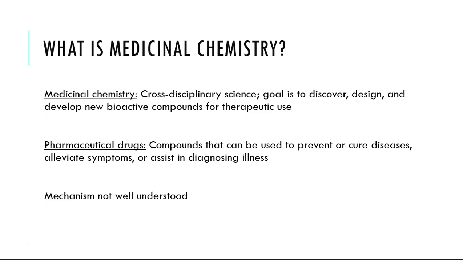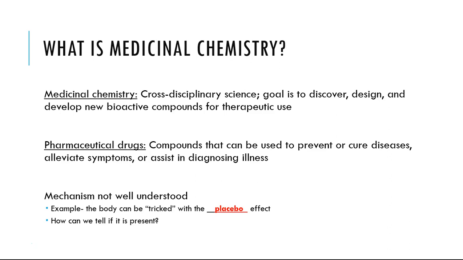Now, an interesting thing about some drugs and the way the body handles drugs and illness is that we don't always understand the mechanism of how certain drugs work very well. For example, we know that the body can be tricked with the placebo effect. The placebo effect is demonstrated when somebody is given something like a sugar pill but told that it's a medication that will help their illness, and their symptoms still improve.